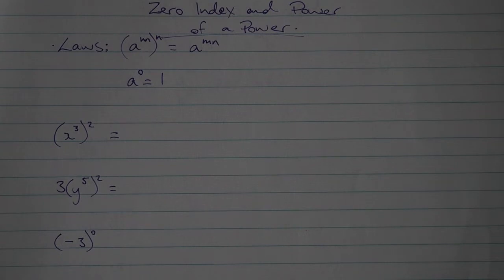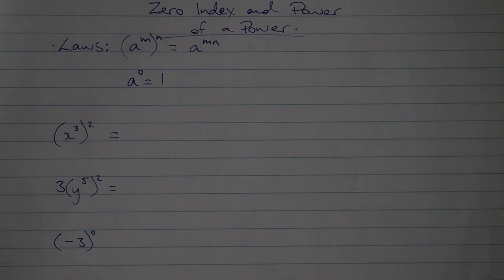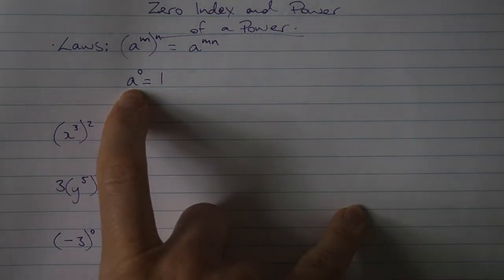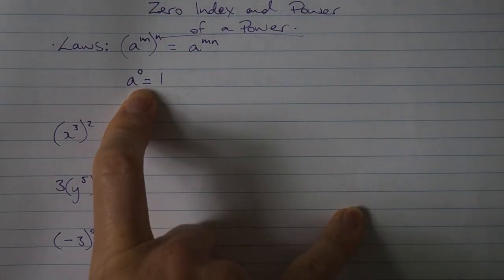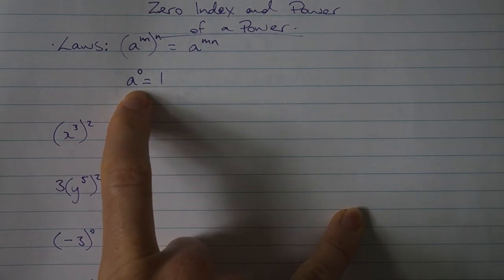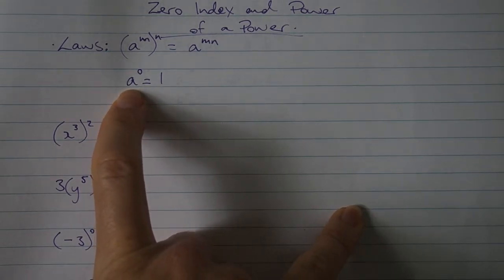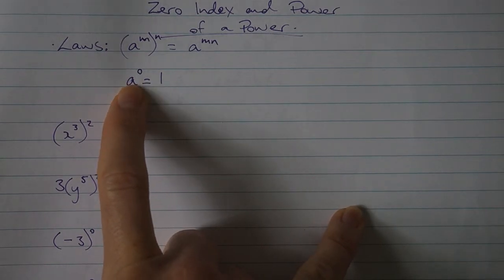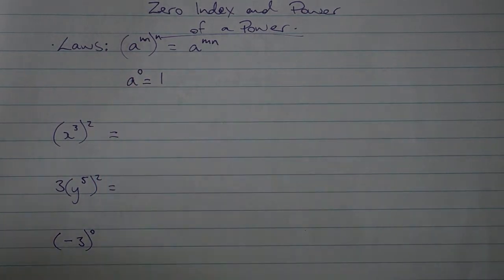So you can check that with various numbers in your calculator, but really the challenge in using the zero index is checking that you are careful with brackets and negatives. And I'm going to show you in our examples.